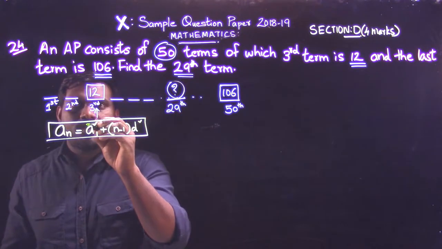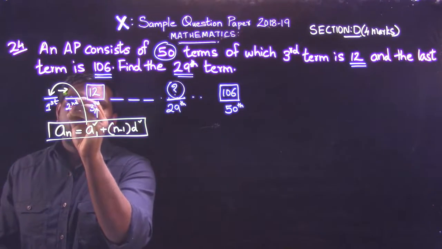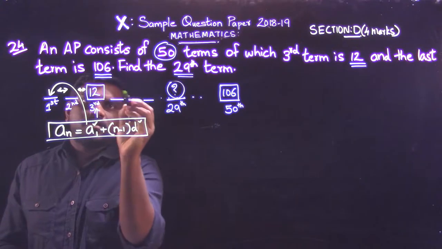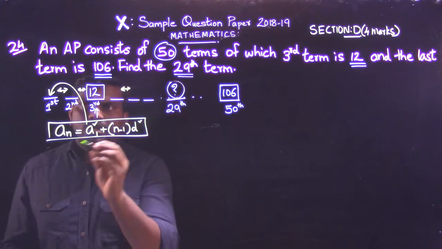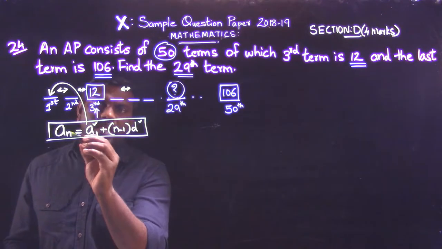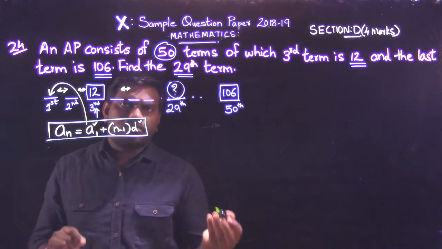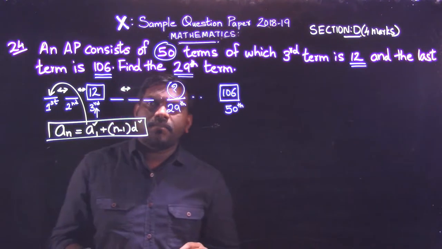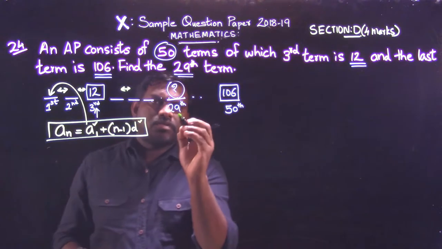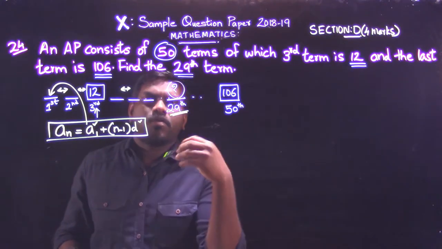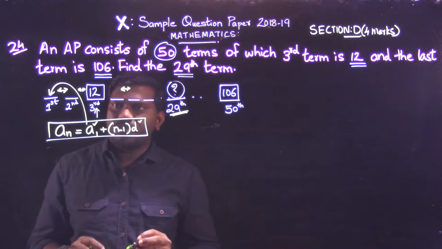Whereas a1 is nothing but the first term, and the d is nothing but the difference between each one of them. Here is that common difference. Find d. So this is the formula where if you want the third term, put n as 3. But now here, a1 in this formula I don't know, d even I don't have any idea, but I have two terms, which is the third one and the 50th term. And how can you find the value of the 29th term by using this one? Okay, let's try.